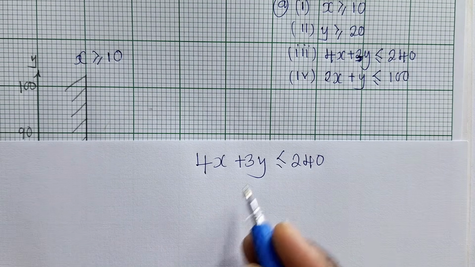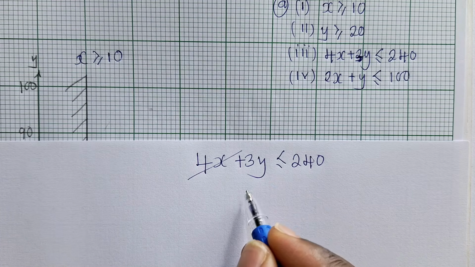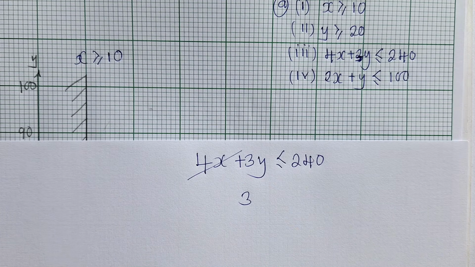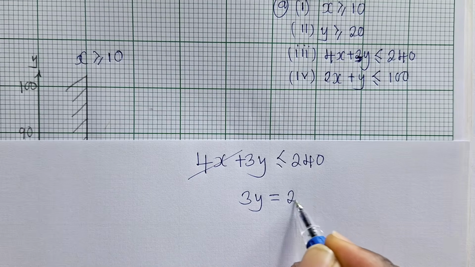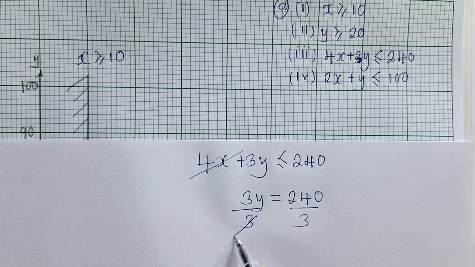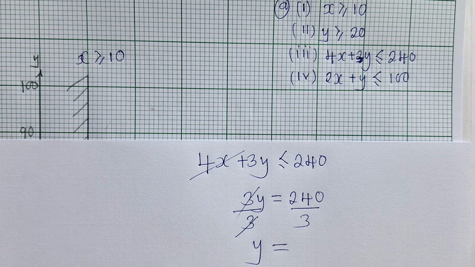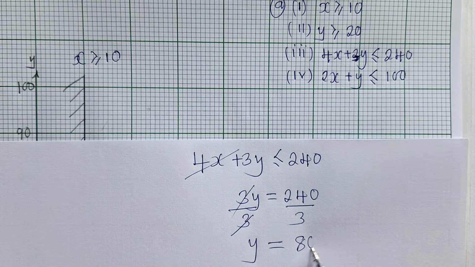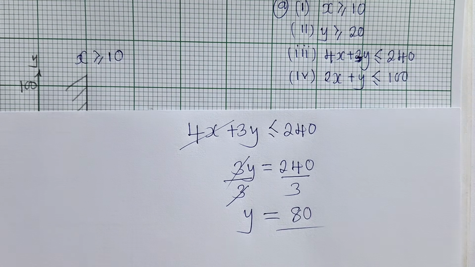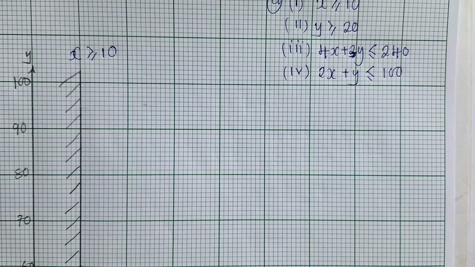So to know where this graph is passing at on the y-axis, we are going to ignore this, and then we shall say 3, okay? Hopefully you are following, you're able to see what is happening. So we shall say 3y is equal to 240. We divide by 3, this and this will go. Y will simply be equal to 240 divided by 3. It's giving us 80. So this inequality is passing at 80 on the y-axis.